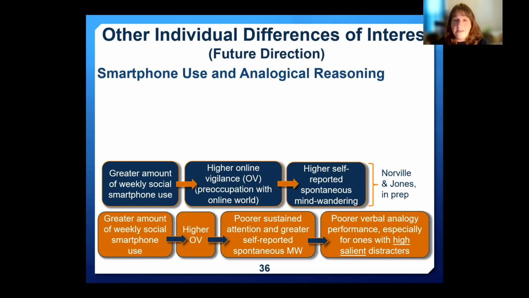So in terms of tying this together with analogical reasoning, I would like to look at how this leads not only to the self-reported spontaneous mind wandering. Spontaneous is another term for unintentional. That's the disruptive, intrusive mind wandering, but also some behavioral measures reflecting that as well, like poor sustained attention or greater distractibility. That in turn, this greater distractibility or poor sustained attention, I predict would lead to poor verbal analogy performance, particularly for those analogies with high salient distractors.